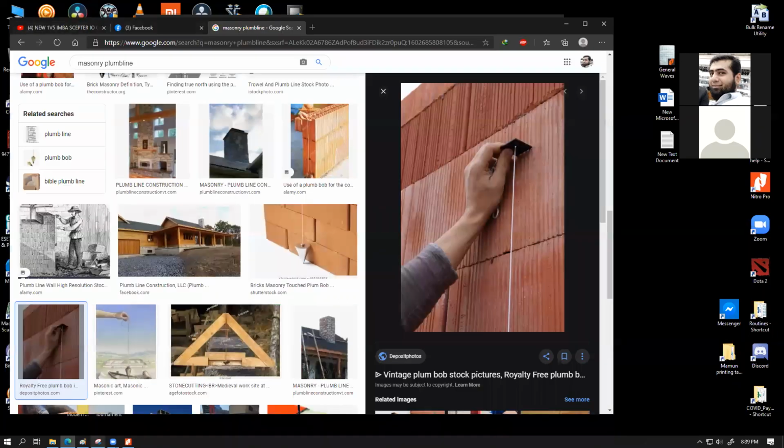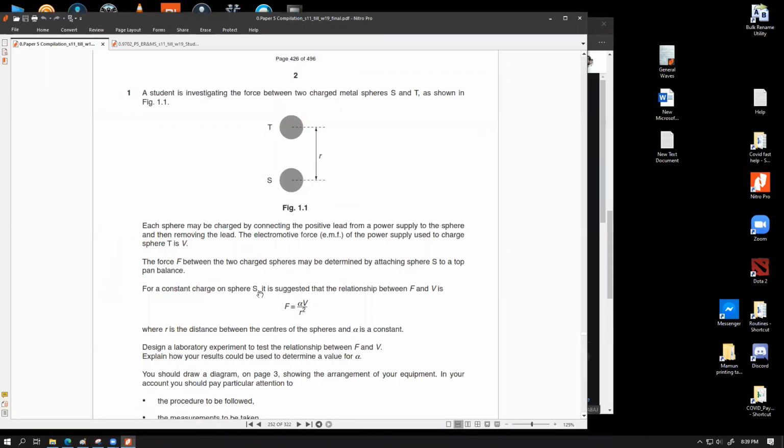What is one thing that I actually skipped, which I shouldn't have, is to find out which one is the dependent and which is the independent variable. Read the question. Each sphere may be charged by connecting the positive lead from a power supply to the sphere and then removing the lead. The electromotive force, EMF, of the power supply used to charge sphere T is V.